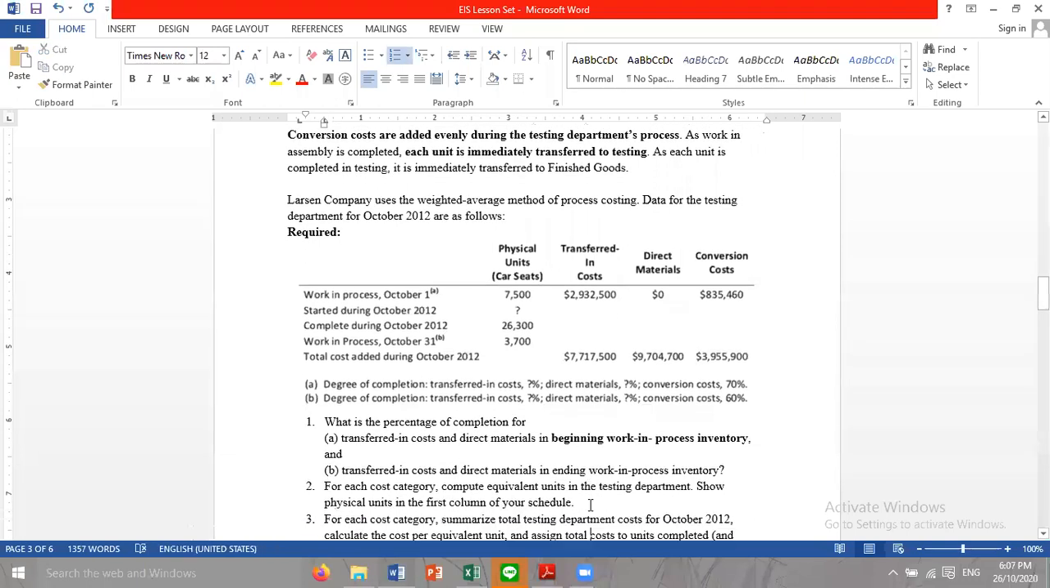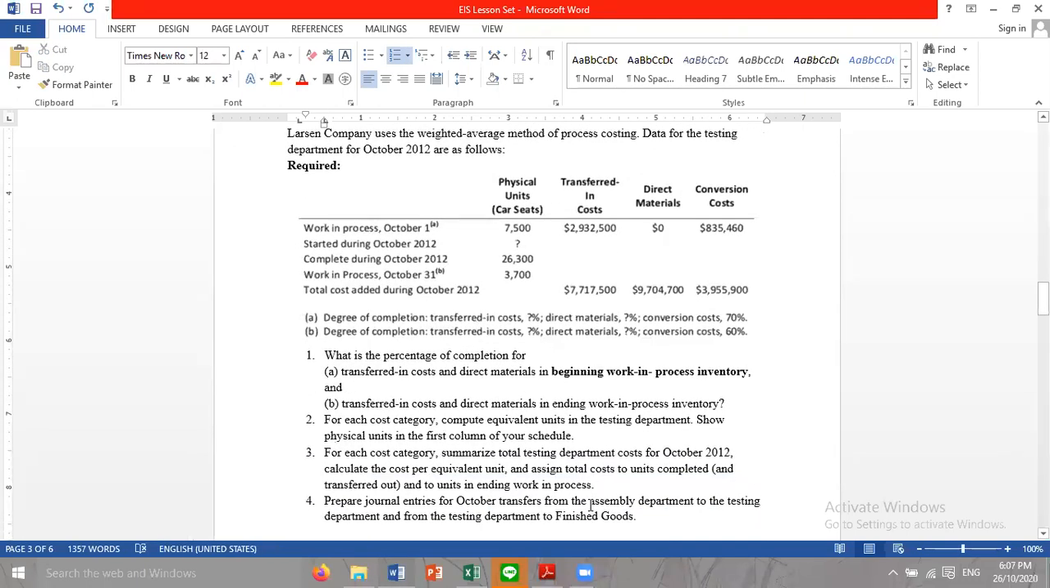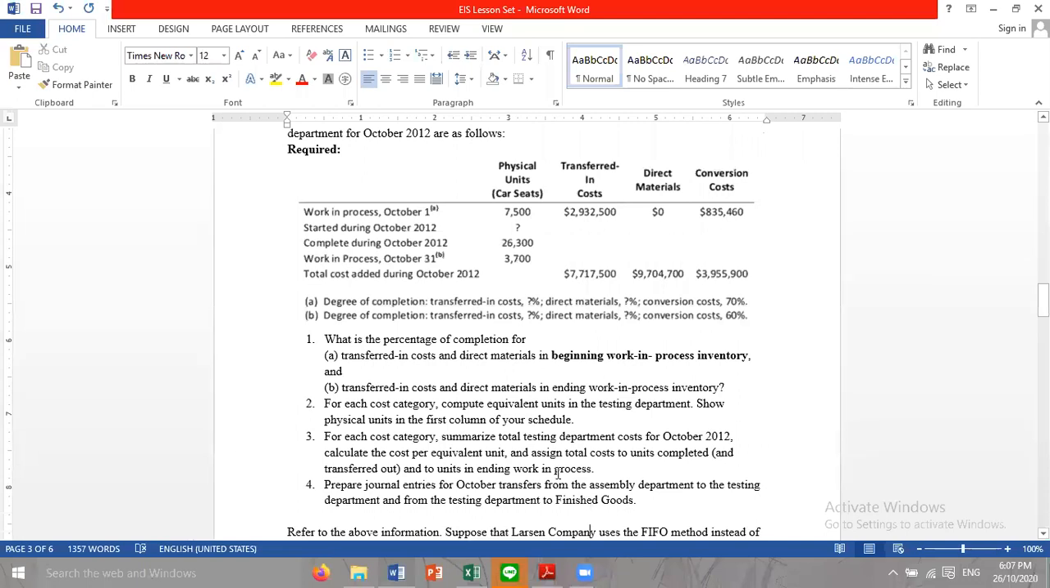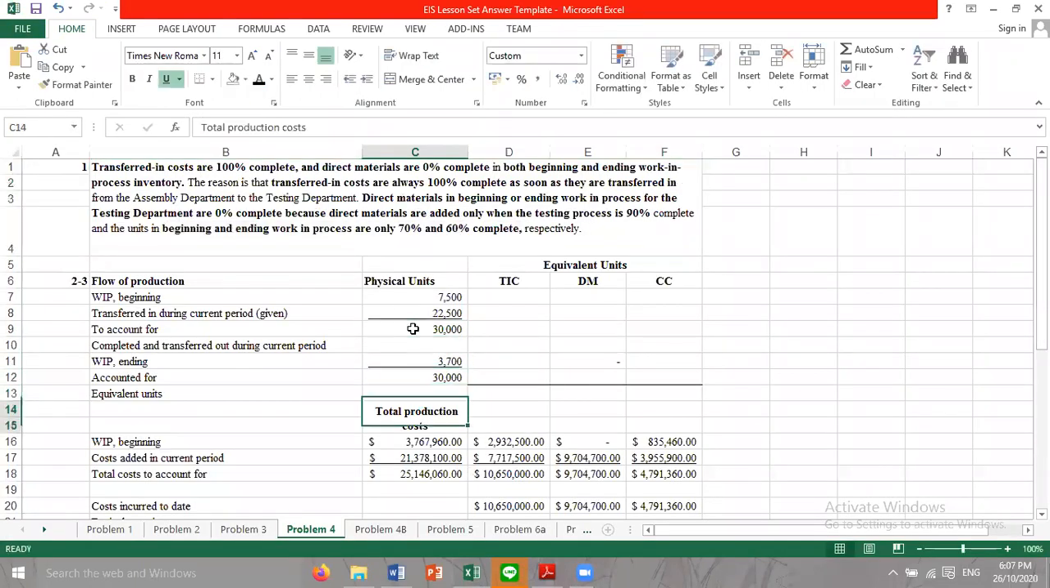Next, we'll be going to number 2. For each cost category, compute equivalent units in the testing department. Show physical units in the first column of your schedule. So here I already have a template of the schedule. Remember, first we'll need to find the equivalent units, which is practically the units of work done for the process. In this case, first we use our physical units as a reference. So just input the data that we already have.